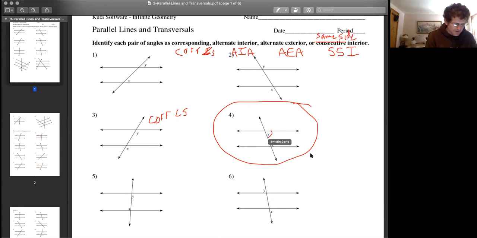The same side comes from the fact, and sometimes it helps to draw the arc for the angles, and that helps give us a little better visual on it. So they're both on the right side, that same side of the transversal, and they're on the inside of those parallel lines, so they are interior. You've got it.